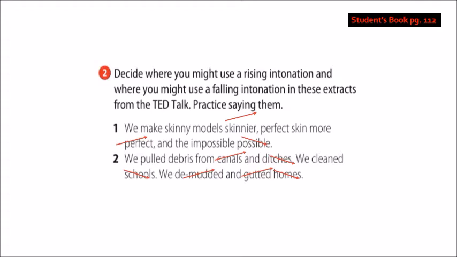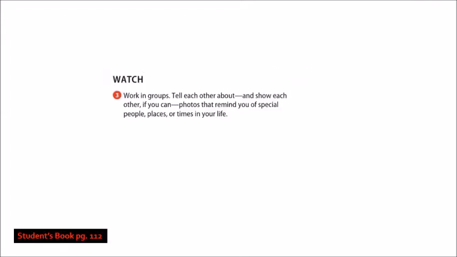Okay, so now for exercise number 3, it says to work in groups and tell each other about and show each other, if you can, photos that remind you of special people, places, or times in your life. This would be a perfect activity in the classroom to discuss with people. So hopefully, once we come back to our school, we can work on this. So we'll discuss an image that reminds you of something special, a special person, a special place, or something special that happened to you in your life.